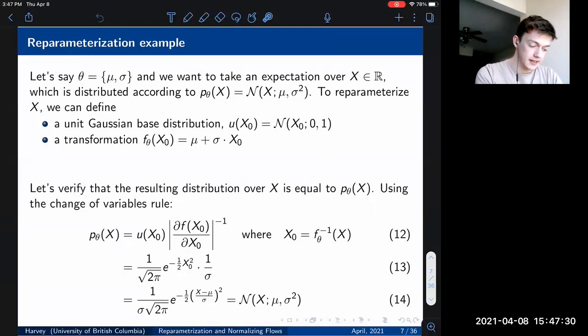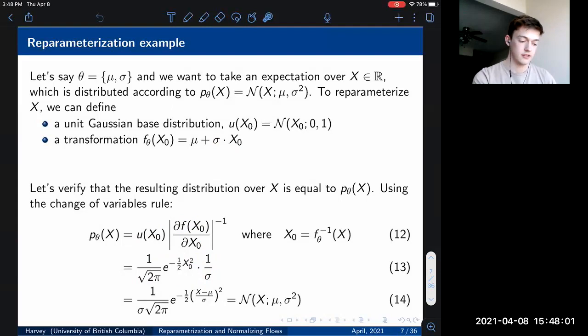And so basically here we can just plug these terms in, so we can look up the probability density for a unit Gaussian, and we get this. We can perform this differentiation on f. If we differentiate it with respect to x0, then we will just get sigma. And then we take the inverse of the absolute value of sigma, and we get this because we assume that sigma is positive.